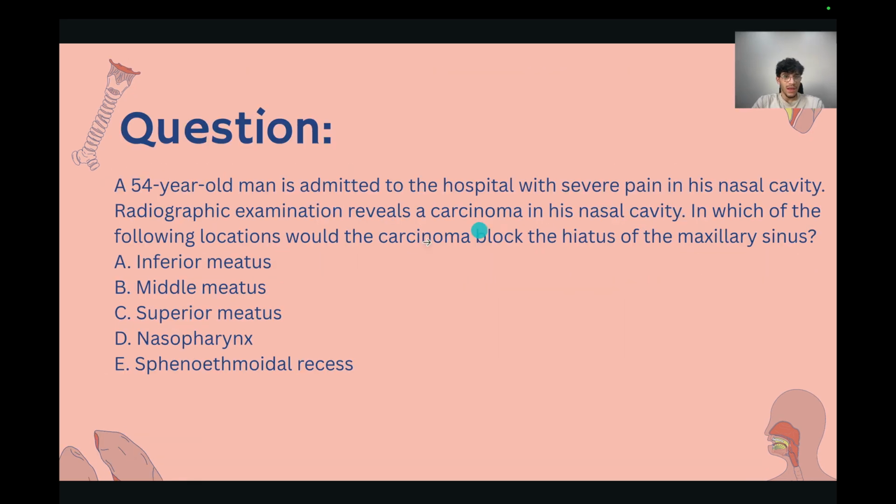Now, a question. A 54-year-old man is admitted to the hospital with severe pain in his nasal cavity. Radiographic examination reveals a carcinoma in his nasal cavity. In which of the following locations would the carcinoma block the hiatus of the maxillary sinus? I'm going to give you guys a second here.